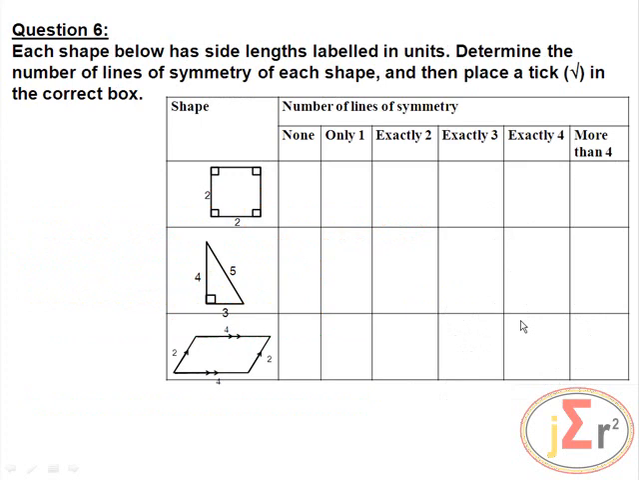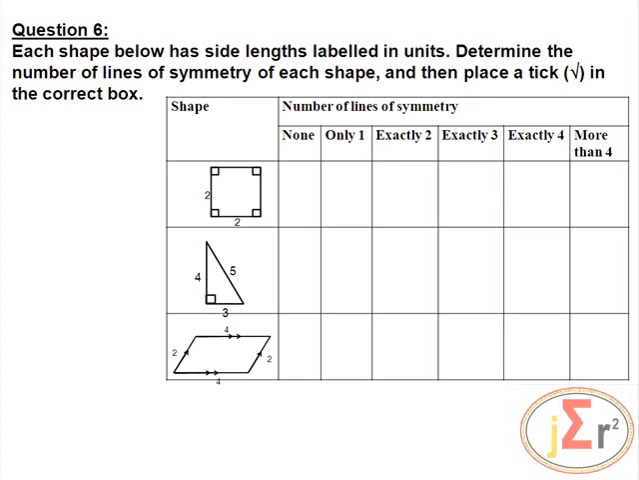We will take a look at problem number 6. Each shape below has side lengths labeled in units. Determine the number of lines of symmetry of each shape and then place a tick in the correct box.